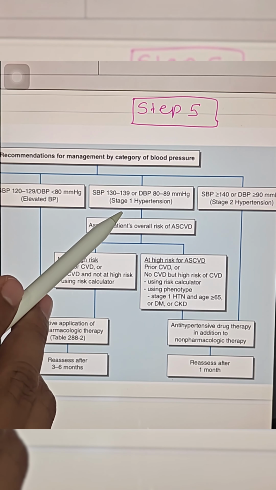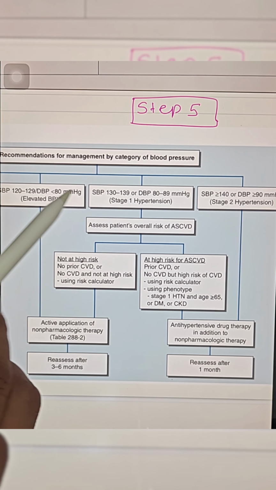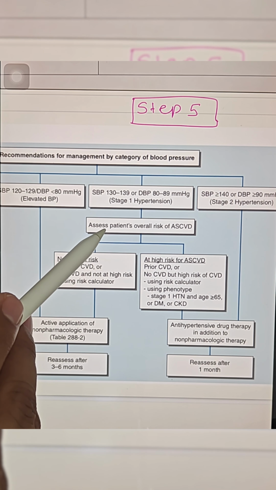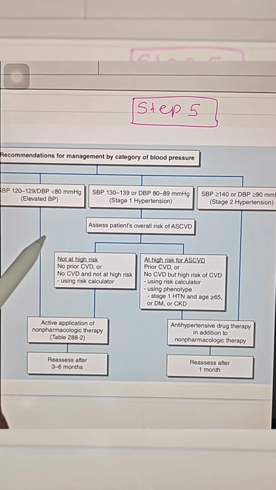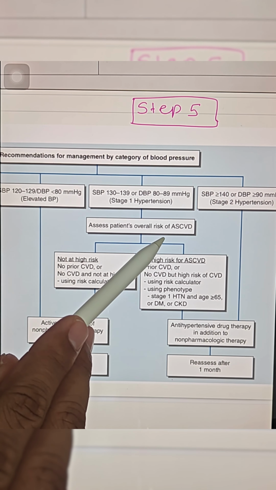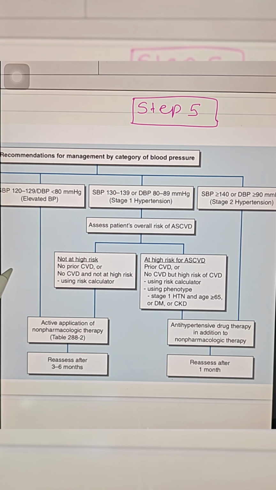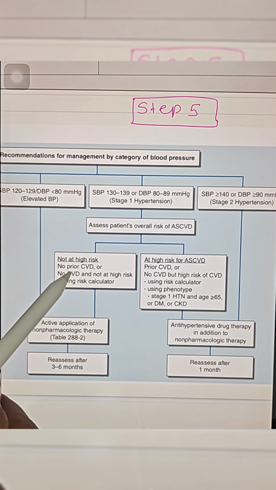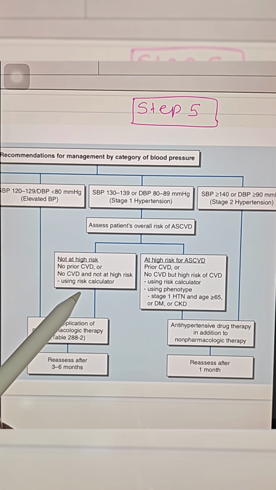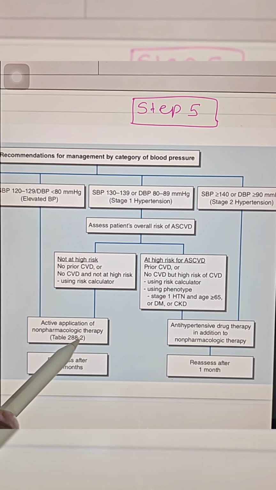But now if your BP is in stage 1 hypertension, then you have to calculate the ASCVD risk for that patient. What is ASCVD risk? It is a score to be calculated on the basis of comorbidities, patient's age, etc. So if that score is not at high risk, that is it is low, then again the elevated BP range management, that is the active application of non-pharmacological therapy, we can continue.